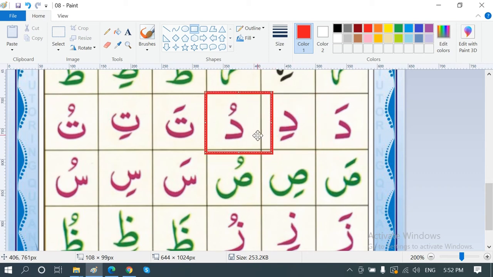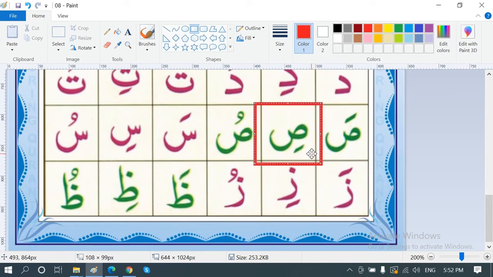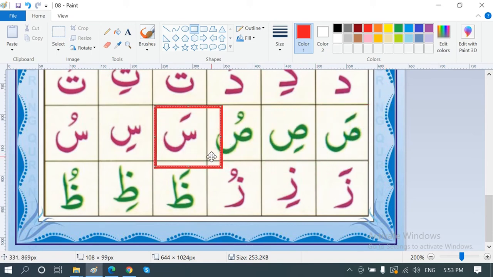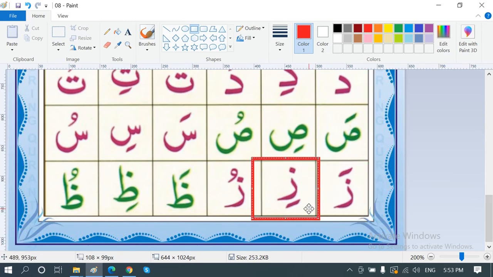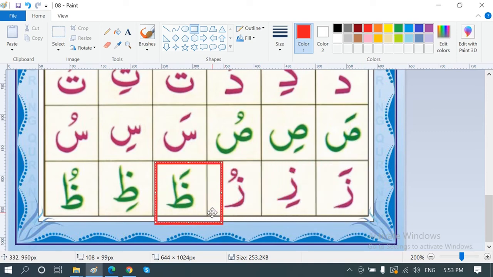Ta fatha ta, ta kasra ti, ta dhamma tu. Dal fatha da, dal kasra di, dal dhamma du. Sad fatha sa, sad kasra si, sad dhamma su. Sin fatha sa, sin kasra si, sin dhamma su. Za fatha za, za kasra zi, za dhamma zu.